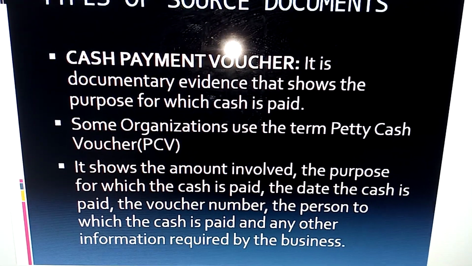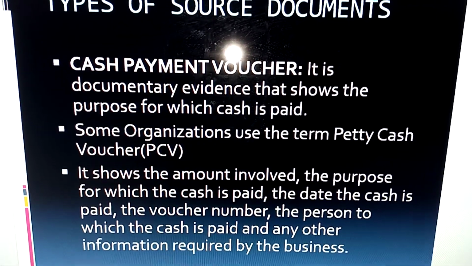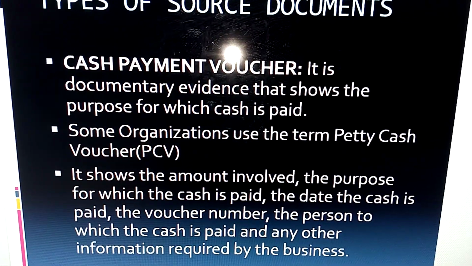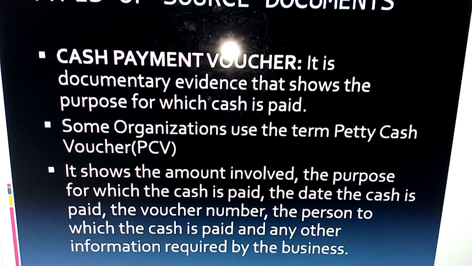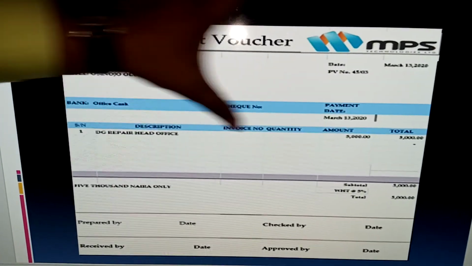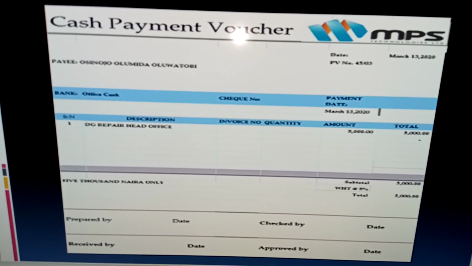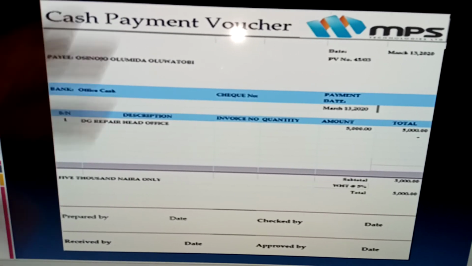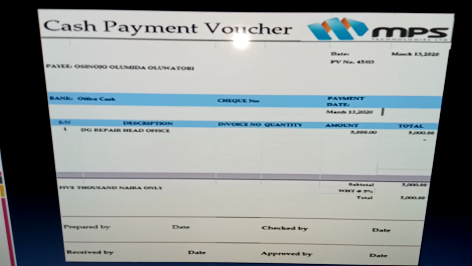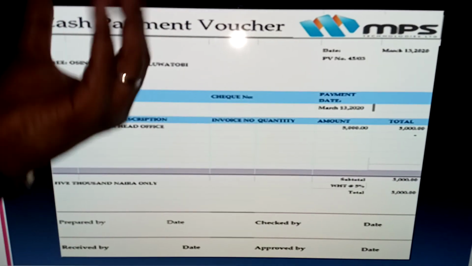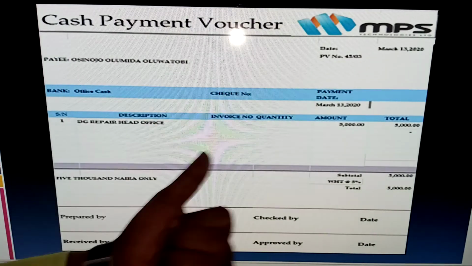You see voucher number, the person to which the cash is paid, and all other information as required by the organization. Now this is how a cash payment voucher looks like. Almost the same thing with a check payment voucher, but the idea here is that this is for cash, the other one is for what? Check.